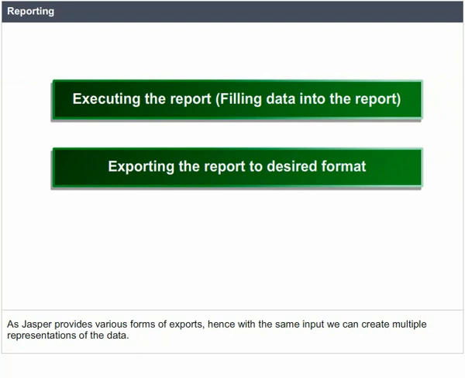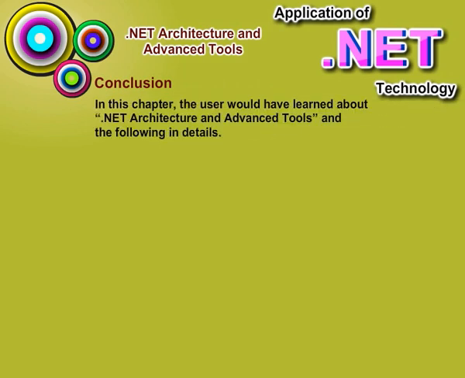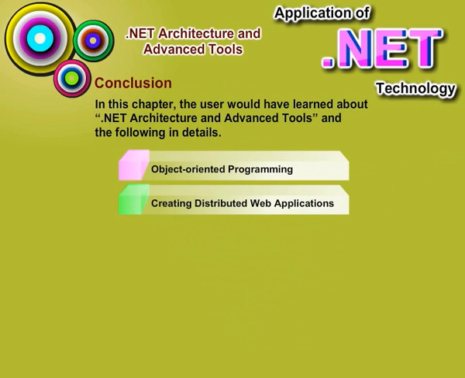Conclusion. In this chapter, the user would have learned about .NET architecture and advanced tools and the following in detail: object-oriented programming, creating distributed web applications, XML and ADO.NET, graphics, printing, reporting.